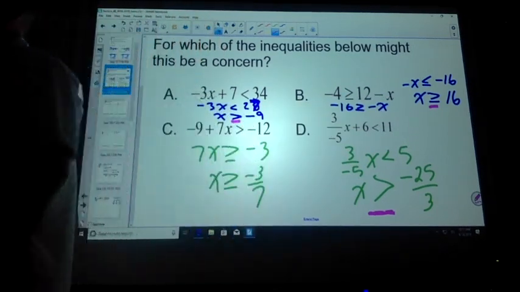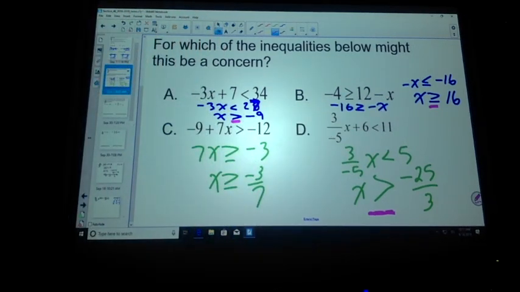Okay. Can I move on? Wait, so which one was it? A, B, and D are my only concerns because you would have to make sure you flip your sign over, because you had to multiply or divide by a negative to get the variable by itself.